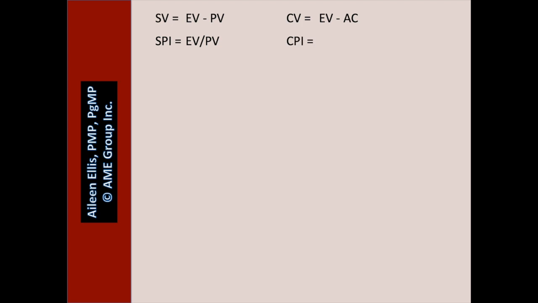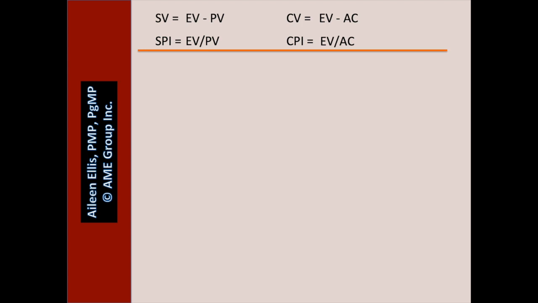We'll move on to cost performance index. We'll use the terms EV and AC, but since it's an index, we divide them. CPI equals EV divided by AC. I would think of these first four as a grouping and study them together.